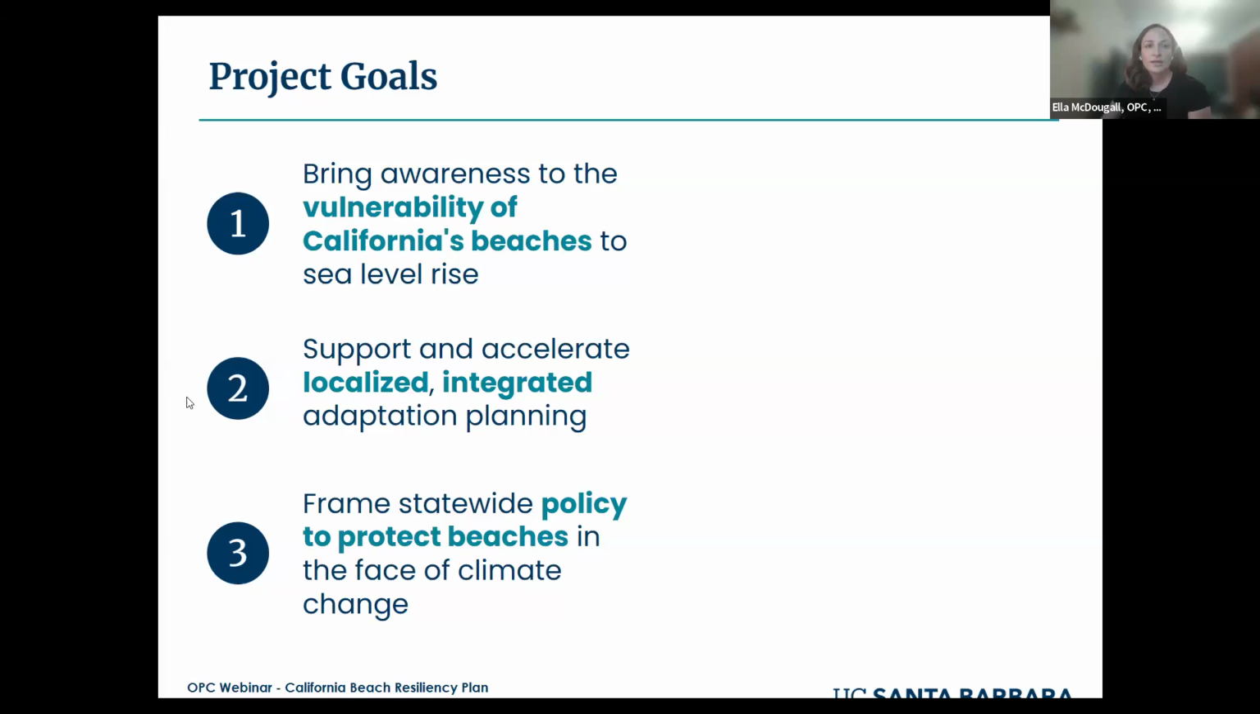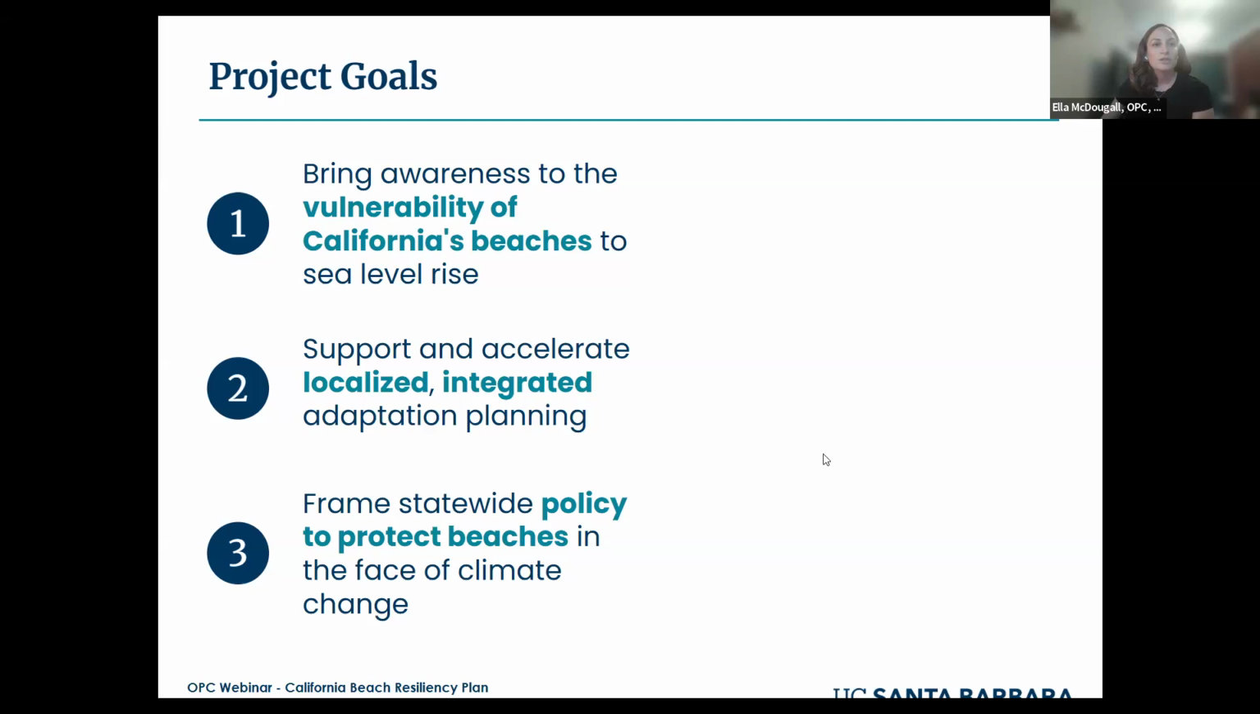Second, we want to support and accelerate localized, integrated adaptation planning. Communities across California are already beginning to grapple with these difficult decisions around beach management, access, habitat protection, and infrastructure. The plan is intended to therefore provide that information and guidance to help support these conversations and these decisions.